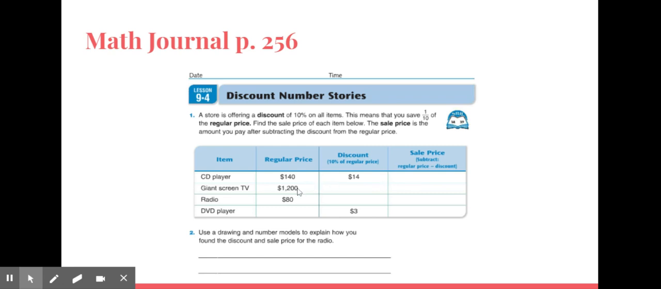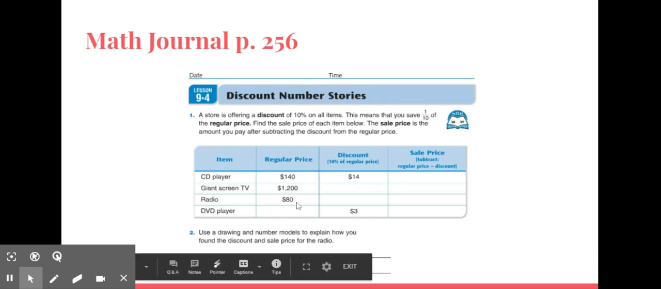They say the giant screen TV cost $1,200. To figure out 10%, take this number, move the decimal over once, and it would go between the zeros. So it would be $120. That's the discount. That's the 10%. So on your calculator, do $1,200 minus 120, and you would get $1,080.